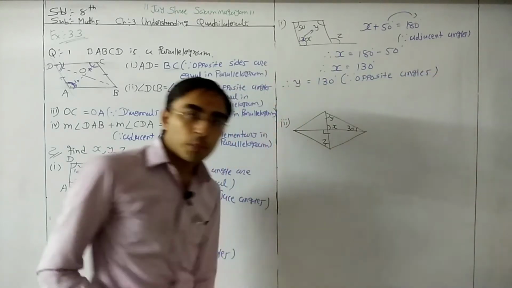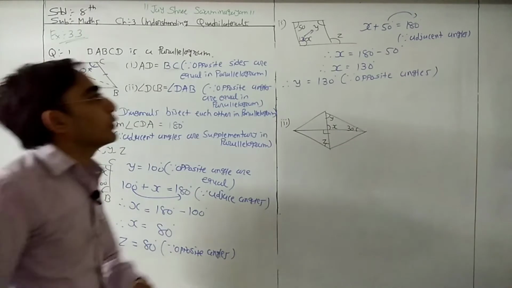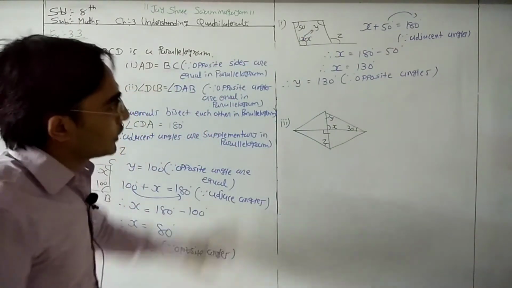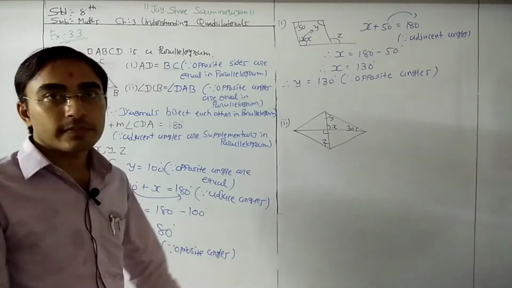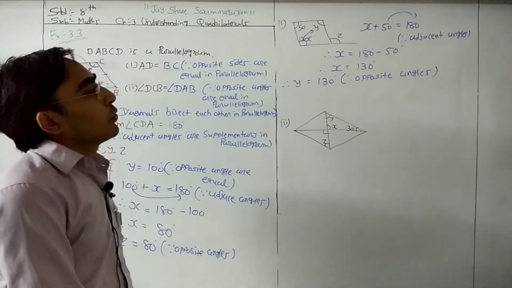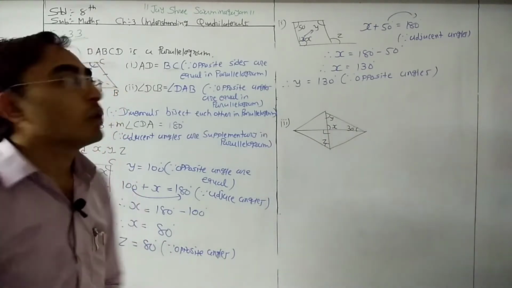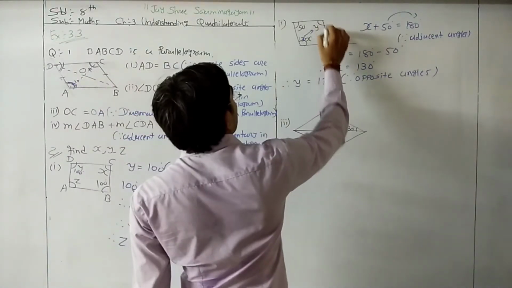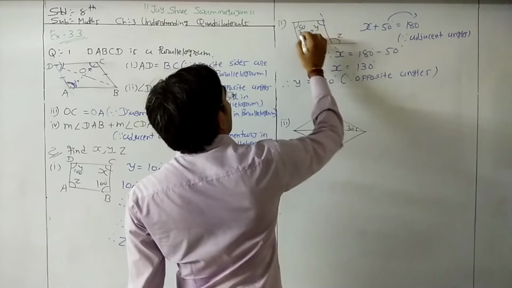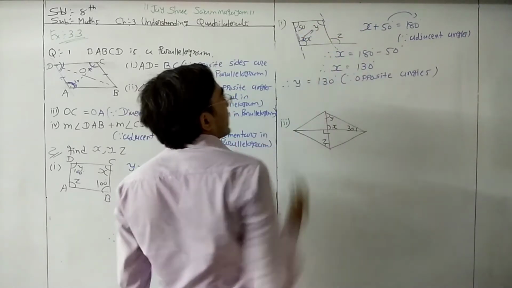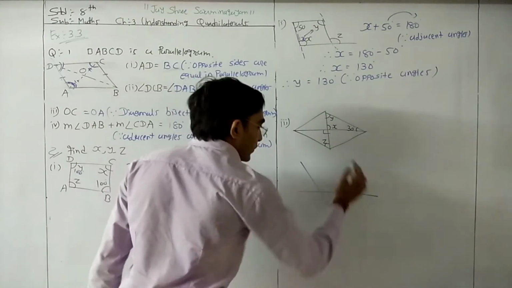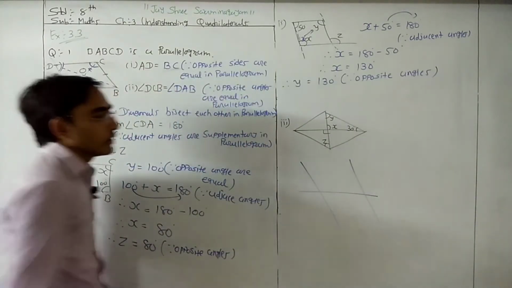The reason is opposite angles, because x and y both are opposite angles. Okay, now we need to find the value of z. We can directly find the value of z because if you extend these two lines, then this is in this form.